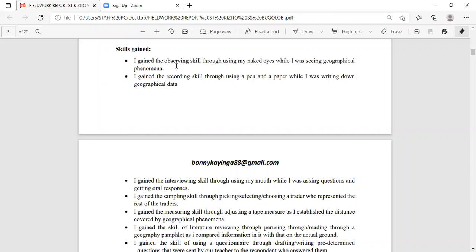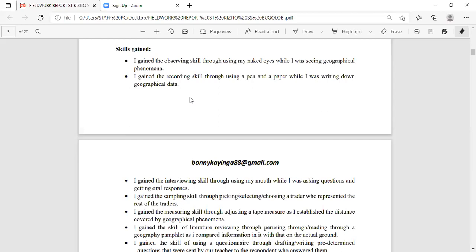I gained One person at a go. I gained the observing skill through I gained using my naked I gained the observing skill the observing skills Now, through using my naked how do we eyes.